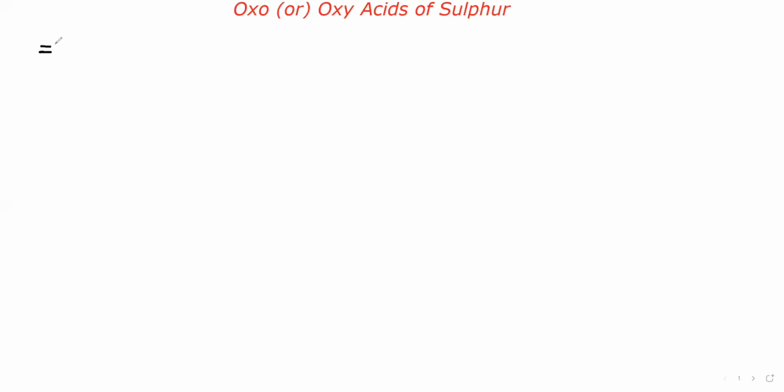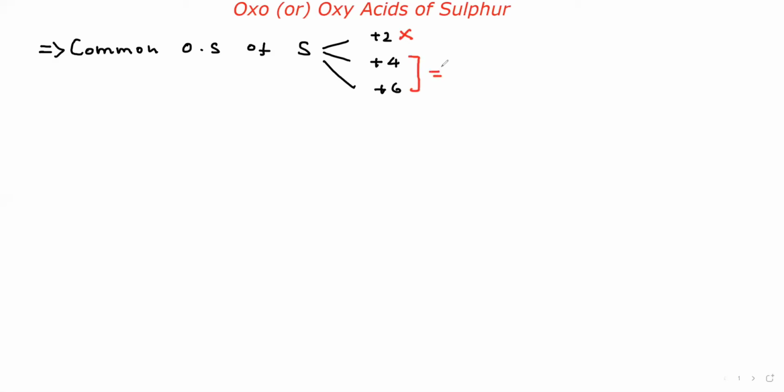Please note the common oxidation states of sulfur. There are three states: one is +2, the second is +4, and the third is +6. Generally the +2 state never shows oxyacids of sulfur. Please note, only the +4 and +6 states show them.